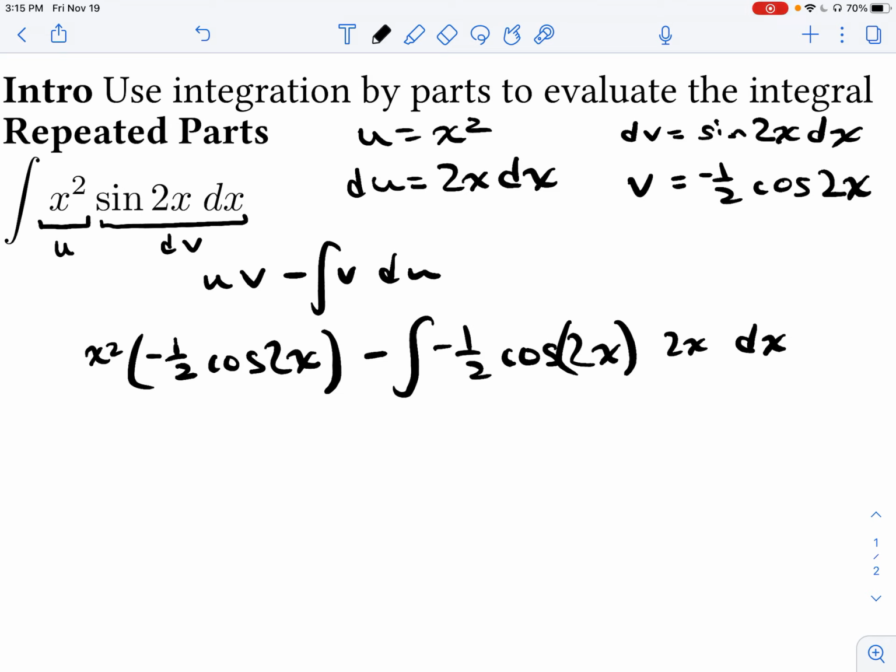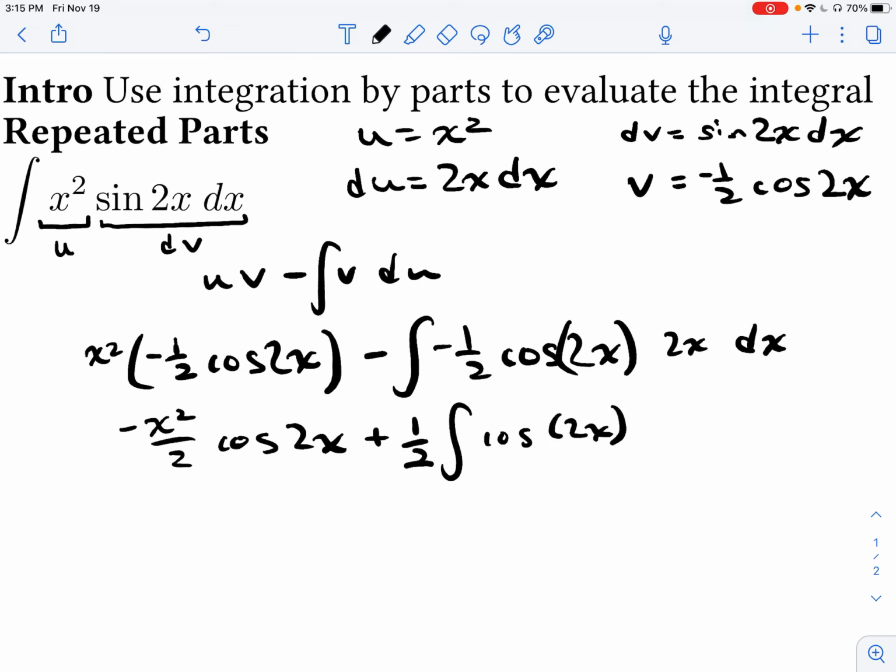And now we see this integral, and we have to look at this and try to integrate that. Even if we clean this up a little bit and say this is negative x squared over 2 cosine of 2x, and we move that negative 1/2 to the outside, so that's plus 1/2 the integral of cosine of 2x times 2x dx. If we look at that, this also appears to be an integral where u substitution wouldn't work. In other words, we would have to use integration by parts again. So this is a repeated integration by parts problem.